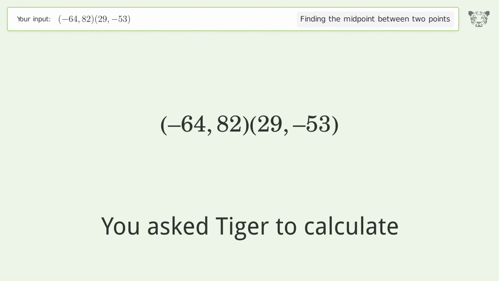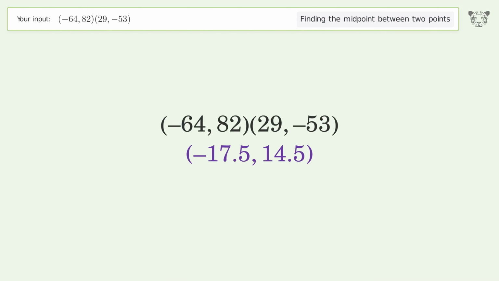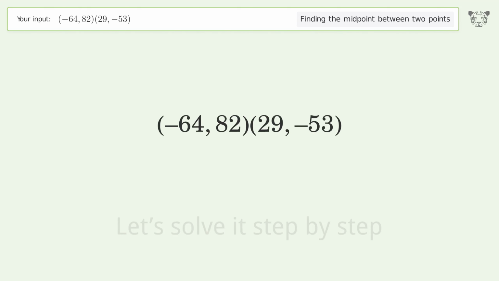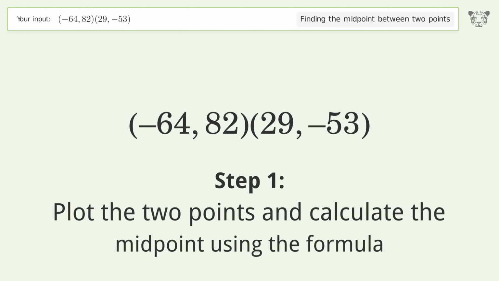You ask Tiger to calculate. This deals with finding the midpoint between 2 points. The midpoint between the 2 points is negative 17.5, 14.5. Let's solve it step by step. Plot the 2 points and calculate the midpoint using the formula.